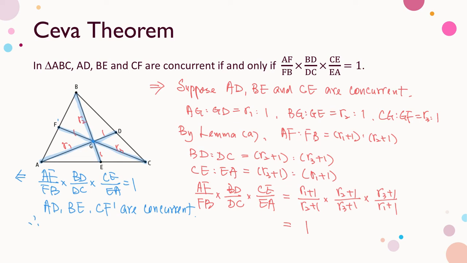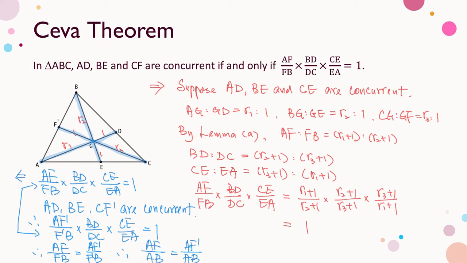Therefore, we have the product AF prime over F prime B times BD over DC times CE over EA equals 1. Combining the results, we have AF over FB equals AF prime over F prime B, and thus AF over AB equals AF prime over AB. As both F and F prime are points on AB, we have F equals F prime. That is, CF passes through G. In other words, AD, BE, and CF are concurrent. The theorem is proved.